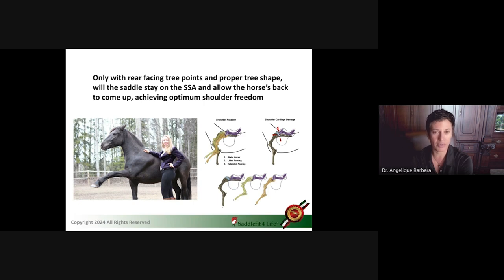Also, a lot of times people tend to move that saddle a little bit too forward. So it's sitting on the cartilage. They think it's supposed to sit in that position. They're not giving the shoulder enough room. So it is actually quite a common problem.